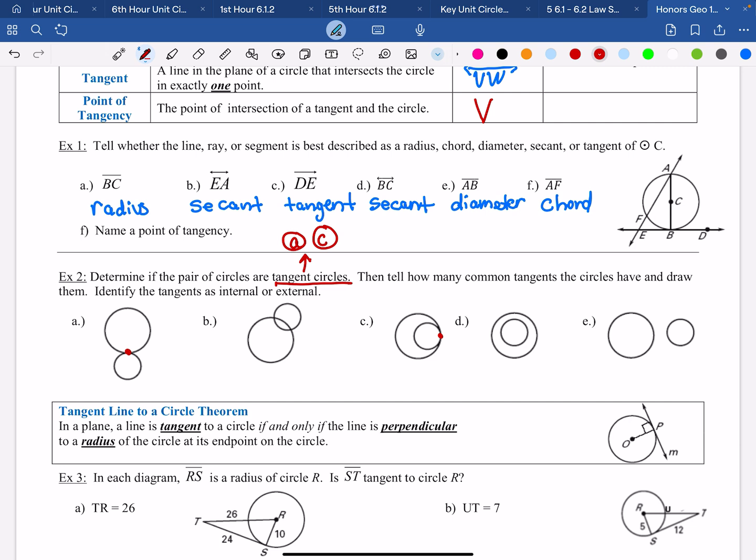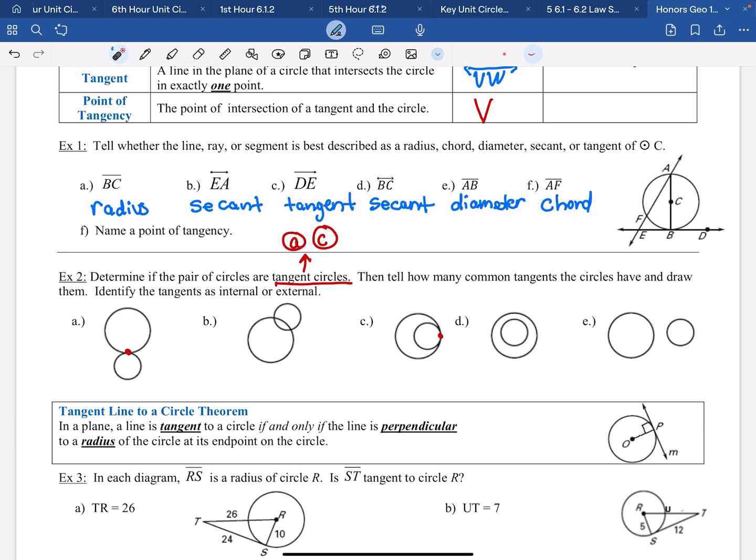Okay. The next part of this question is asking us, tell how many common tangents the circles have and then draw them. And then I want to know, are the tangents internal or external tangents? Okay, so let's talk about what that means. First of all, remember, a tangent can only touch in one spot. But we want to know, is there any way we can draw a line that is tangent to both of the circles? And they would share it.